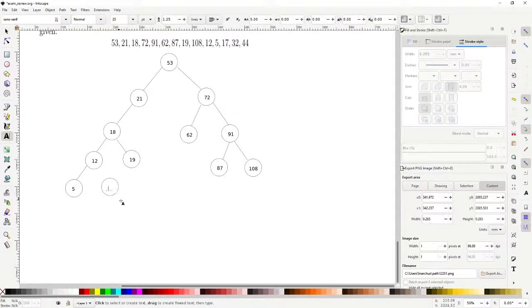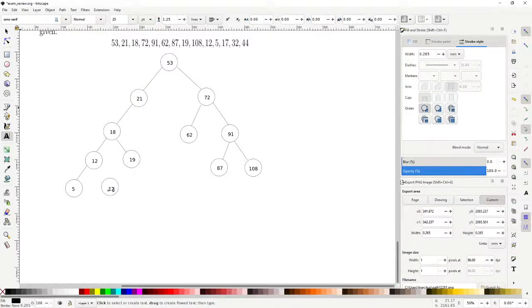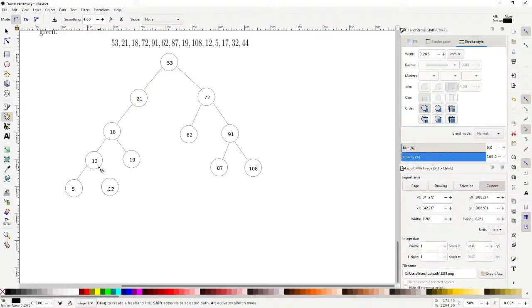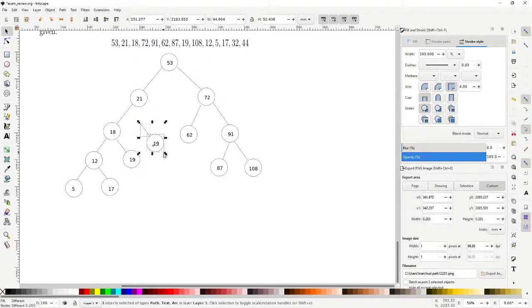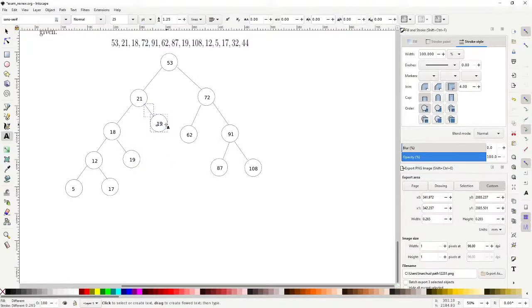Should have really just copied something that's easier. Okay. And then 32 is less, but then greater. Okay. Right, so this is just what you do, right? 32.